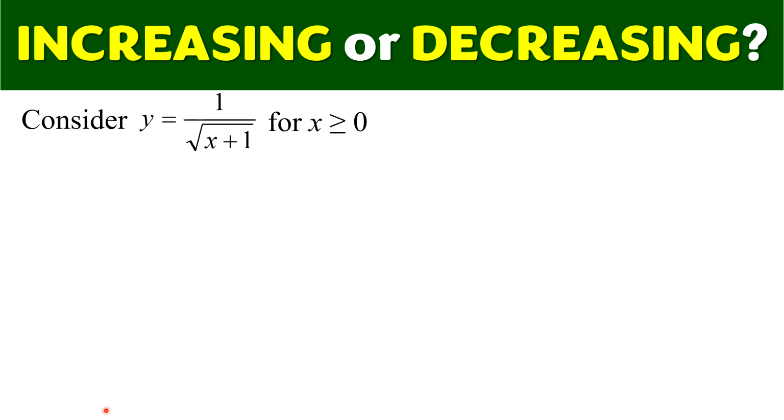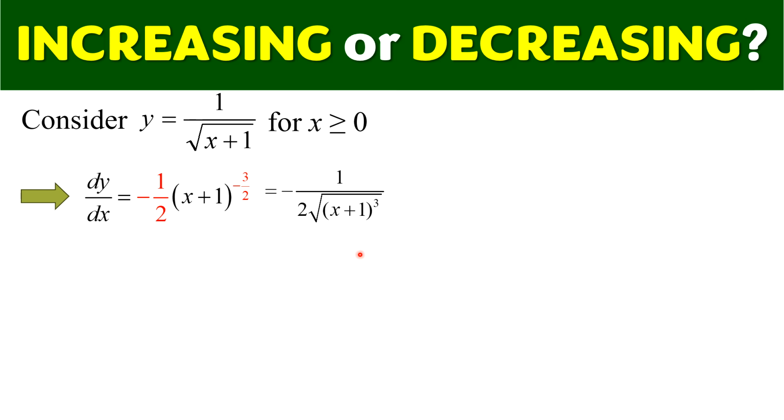Here is the second example. Over here we have a slightly more complicated function, but we do learn how to differentiate functions like this. So what I'm going to do is to find the derivative. I am going to use the chain rule. All I simply need to do is to rewrite this as (x plus 1) to the power of negative half. So from there, when I differentiate, I will be able to get negative half (x plus 1) to the power of negative 3 over 2. Now, if I rewrite this into a positive index, this is what we get.